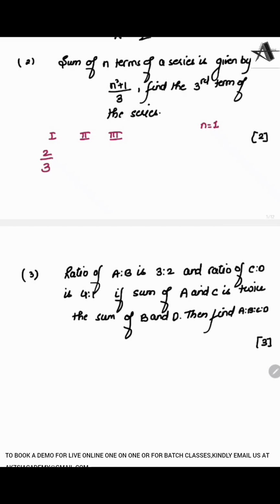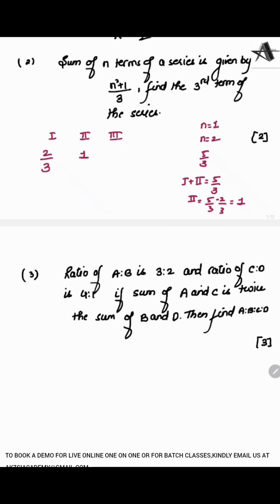I got the first term. When I put n is equals to 2 in this, it will give me 5 over 3. 5 over 3 is not our second term. Instead, it's the sum of the first term and second term that is equals to 5 over 3. The first term we have already calculated, which is 2 over 3. So the second term will be 5 over 3 minus 2 over 3, which is 1. So the second term is 1.